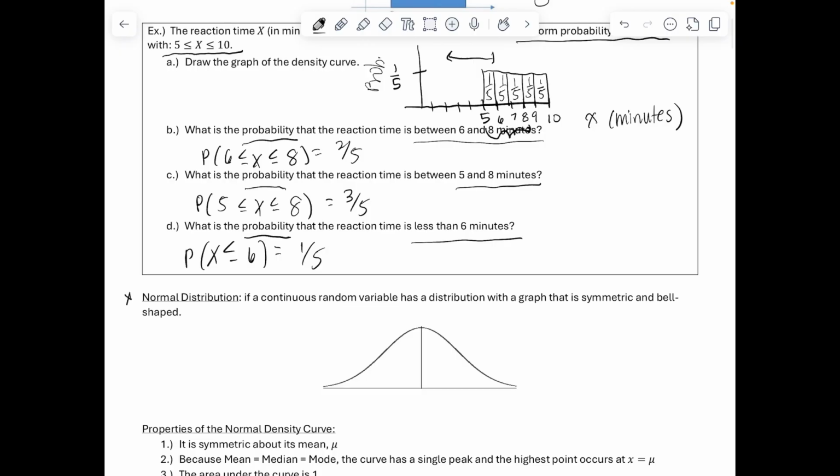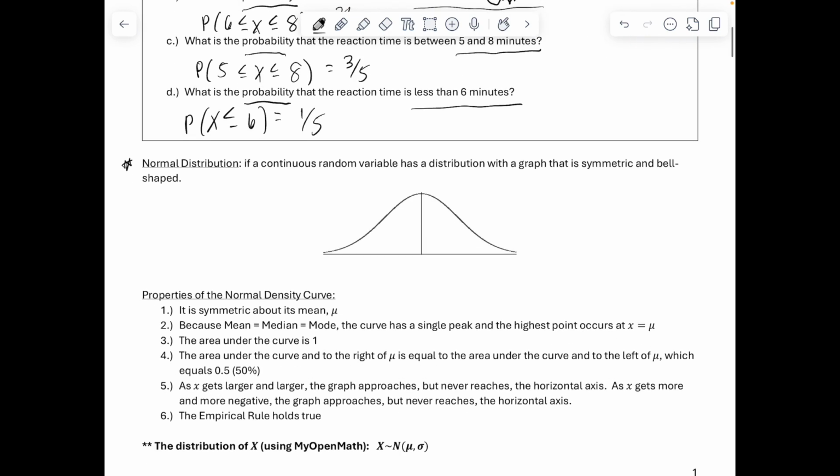Right below this is our big key idea, which is on normal distribution. It says if a continuous random variable has a distribution with a graph that is symmetric and bell-shaped, such as the graph that's given here, then if you split it in half, your total area under your graph is equal to 1. So each of these pieces would be equal to half, because our total area is equal to 1. And then in the middle is going to be your mean.